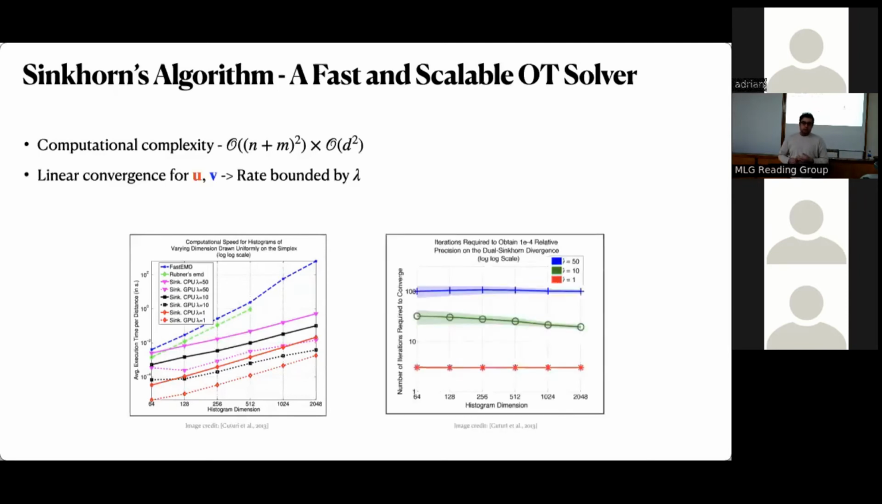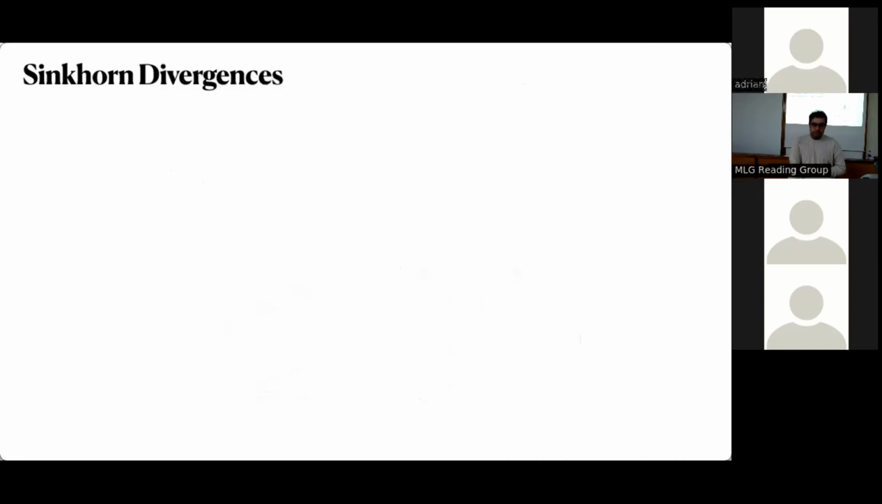And then Sinkhorn also proved that U and V have a linear convergence rate to the optimal solution, but that linear convergence rate is upper bounded by lambda. And what can happen is if the value of lambda is too high, then your convergence can slow down a bit. Even though it's technically linear, the rate can become very slow. But in practice, for small values of lambda, this converges pretty fast to the optimal solution as well.